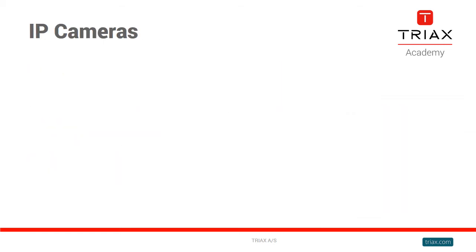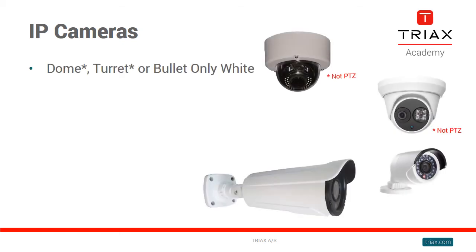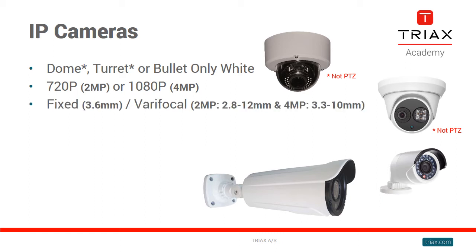In the IP range, we have similar cameras. Here we have 3 types: dome, turret, and bullet. They are only available in white. All 3 types are available in 2 resolutions, 720p at 2 megapixels and 1080p at 4 megapixels. The bullet cameras are available as fixed lens and as varifocal lens cameras. The turret is fixed lens and the domes are varifocal lens cameras.